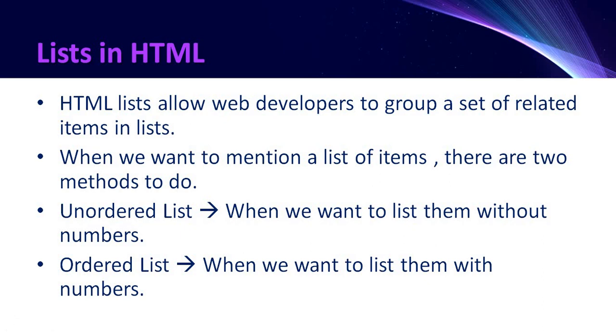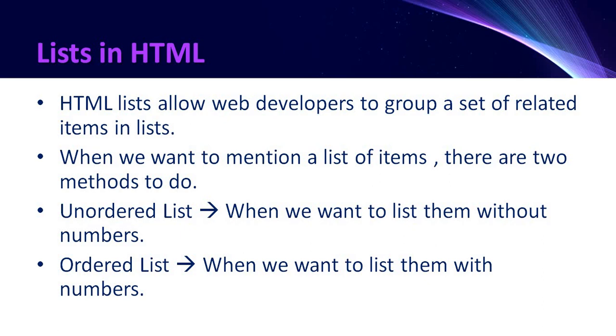Here I am going to discuss with you about lists in HTML. So what is a list? A list is nothing but something that allows us to group a set of related items. Once we go shopping, we prepare a list of what to get or buy. So that is called the list items.